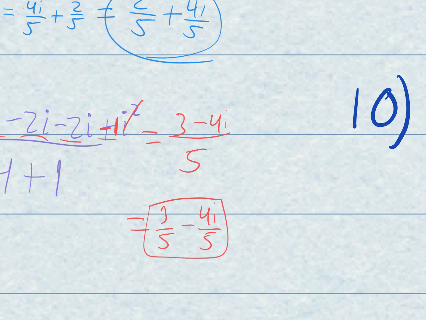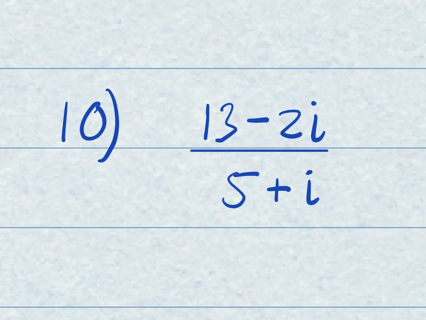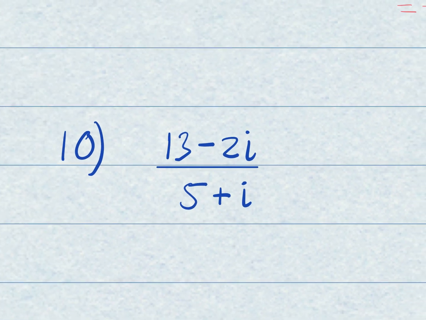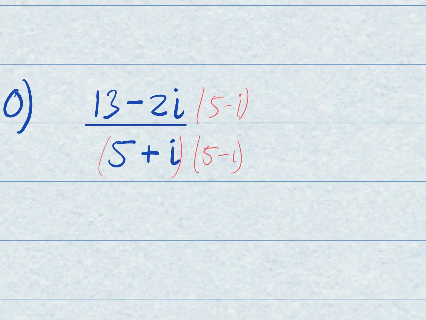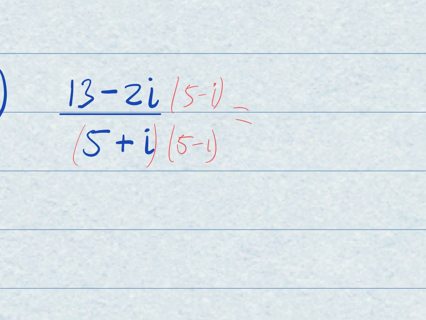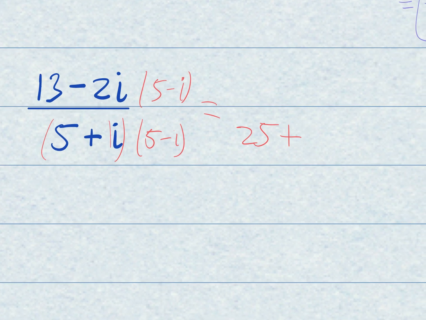All right, same thing with number 10. We want to multiply top and bottom by the complex conjugate of 5 plus i. Doing that is going to get us 5 minus i on the top and on the bottom. Again, you can use the shortcut. 5 squared is going to get you 25 plus, if there's nothing in front of the i, assume it's a 1, so 25 plus 1 squared, which is 1.